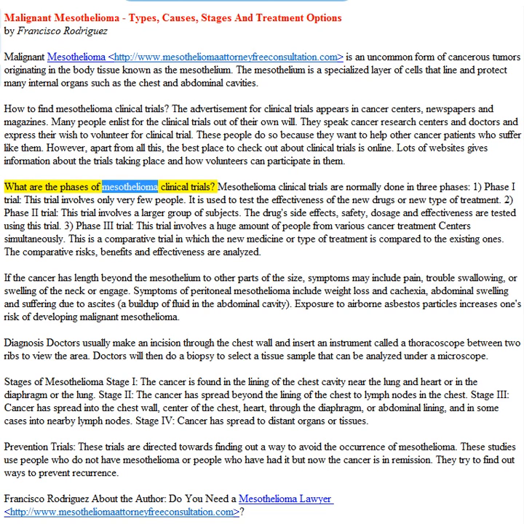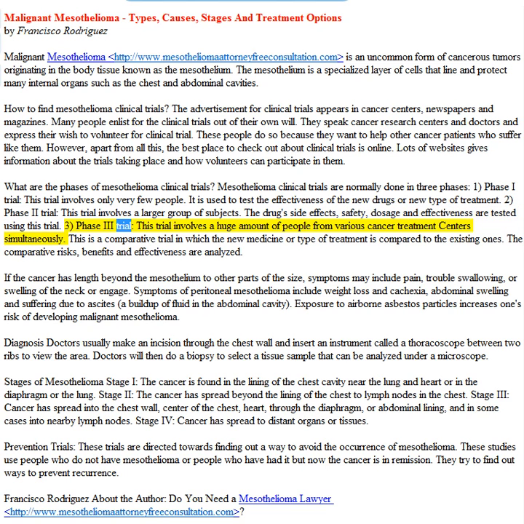What are the phases of mesothelioma clinical trials? Mesothelioma clinical trials are normally done in 3 phases. 1, phase I trial. This trial involves only very few people. It is used to test the effectiveness of the new drugs or new type of treatment. 2, phase II trial. This trial involves a larger group of subjects. The drug's side effects, safety, dosage and effectiveness are tested using this trial.